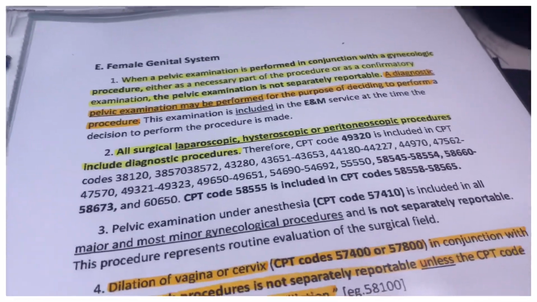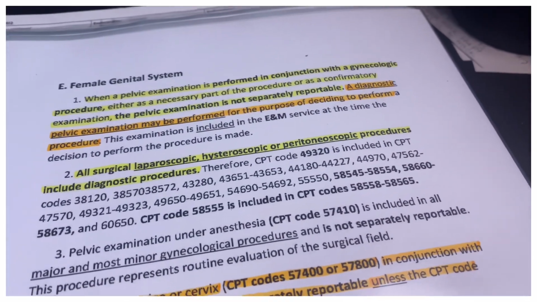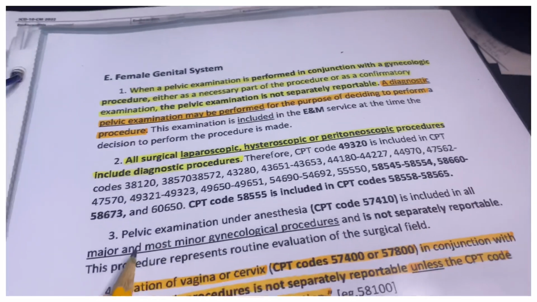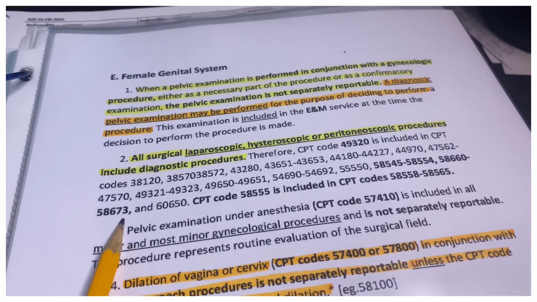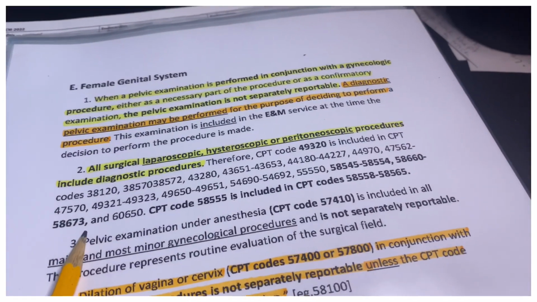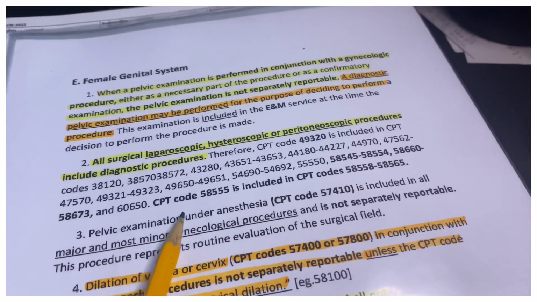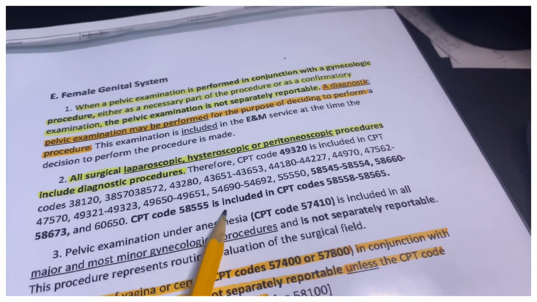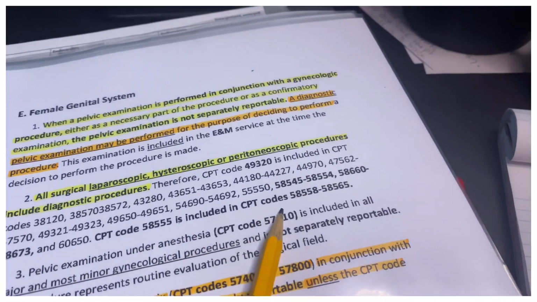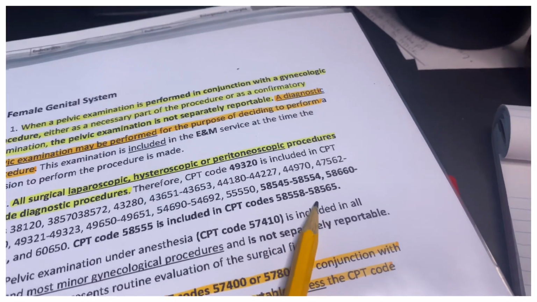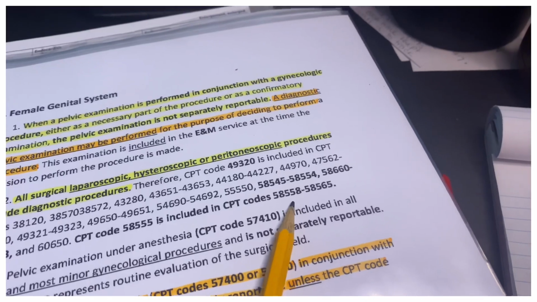Where's my pencil? It would be in the code range for here. So the 58660 through 58673. So it even tells me in this manual that you cannot bill it separately. It says CPT code 58555 is included in CPT codes 58558 and 58565.